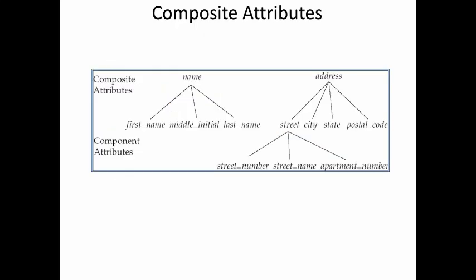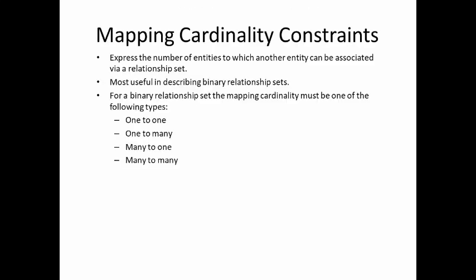Now, a composite attribute can best be looked at using this kind of graphic representation. We have name, which can have first name, middle name, and then last name. Address can have street, city, state, postal code, and even the street itself can be composite in nature, by having street number, street name, and then the apartment number.